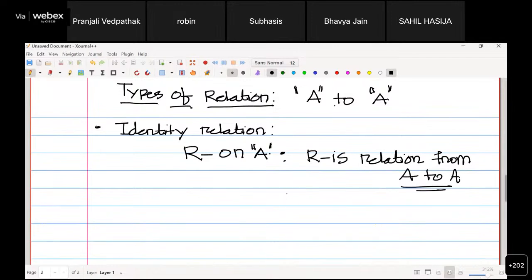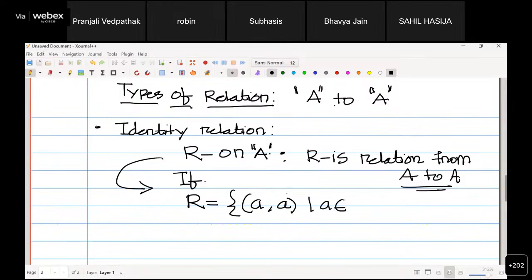So when can I say that R is an identity relation? It should satisfy this condition: R should be equal to the set of (a, a), where a is in A. R should be precisely this set. If R is precisely this set, then I say that R is an identity relation on A. It should contain all the diagonal elements.